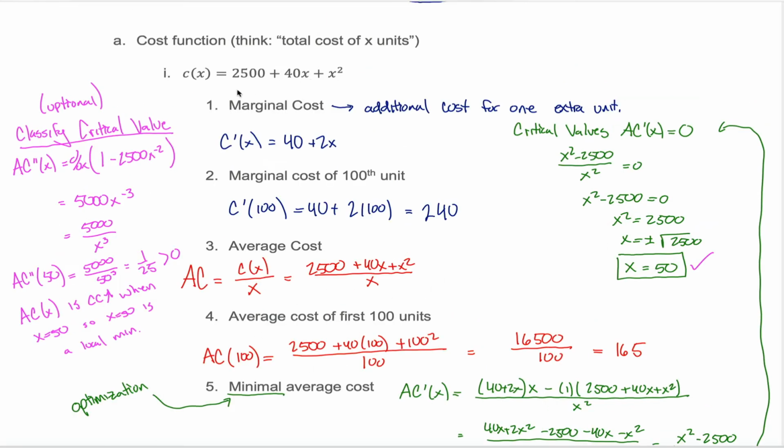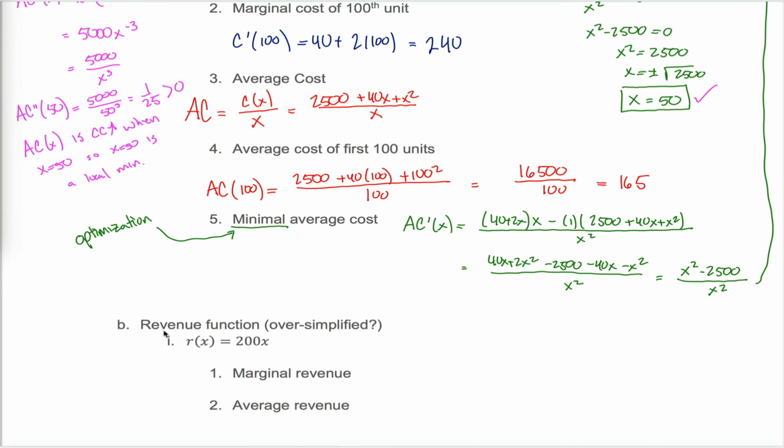All of this dealt with cost functions, but really in a business setting, you're not just interested in the cost, you're also interested in the revenue. So maybe I'll also look at a revenue function, maybe an oversimplified revenue function, where we're selling our goods for $200 each. If you're selling these things for $200 each, then our revenue as a function of x is just 200 times x. If we sell 15 units, the amount of revenue we make is 200 times 15.